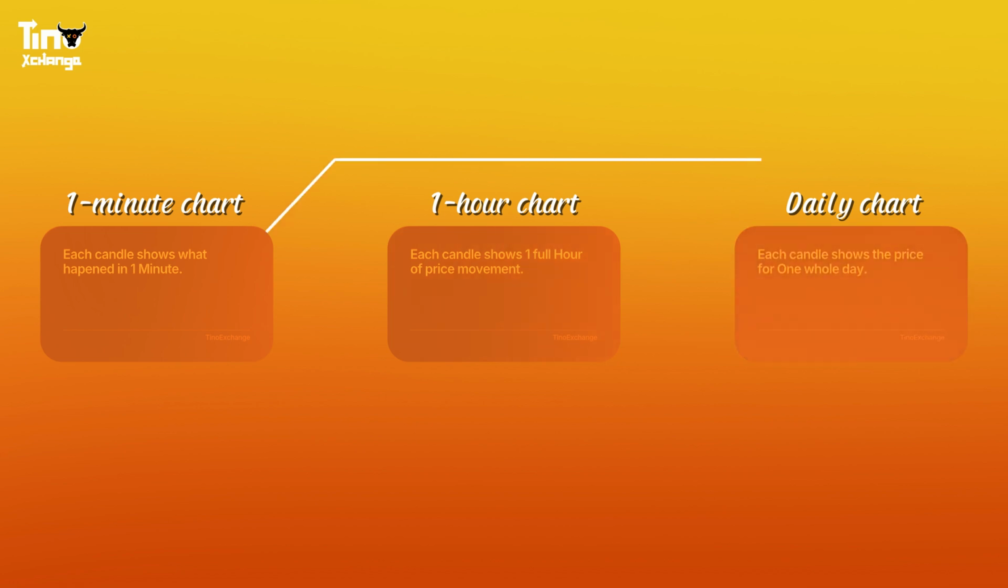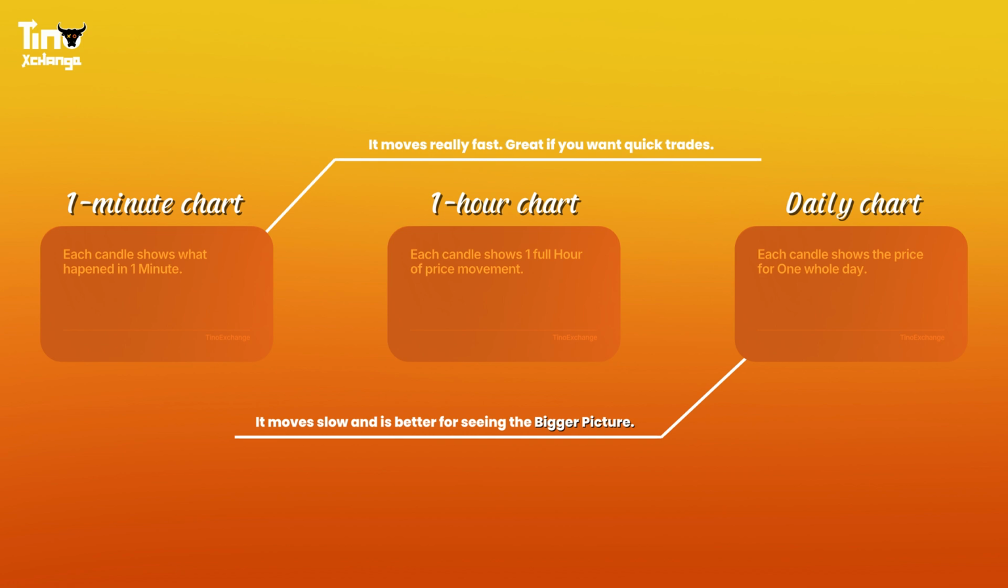So if you're looking at a 1 minute chart, it moves really fast. Great if you want quick trades and you want to just get in and out of a trade. But a daily chart moves slower because it takes a whole day for a candlestick to form, and it's better for seeing the bigger picture. That's why you have to understand these dynamics.